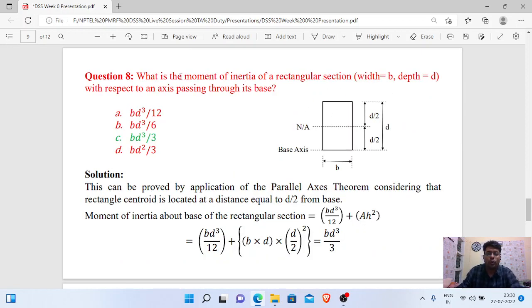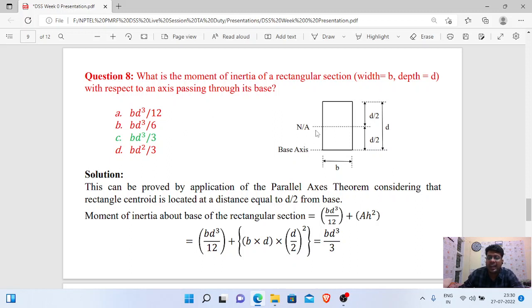Question 8. What is the moment of inertia of a rectangular section, width equal to b, depth equal to d, with respect to an axis passing through its base? So here in this figure you can see that this is a rectangular section and this is the neutral axis of this rectangular section. This is the axis which is passing through its base. So here I have written it as base axis. Its width is b and total depth is d.